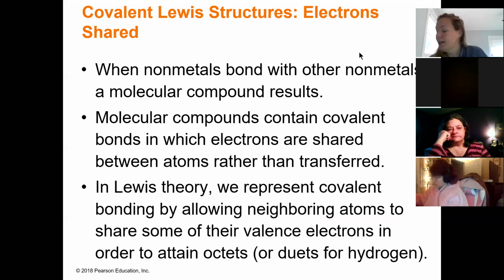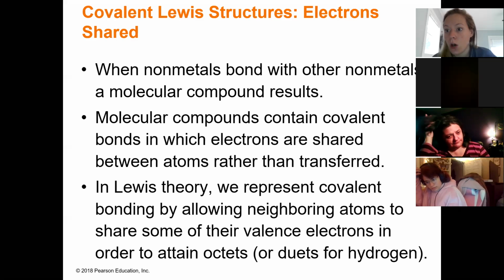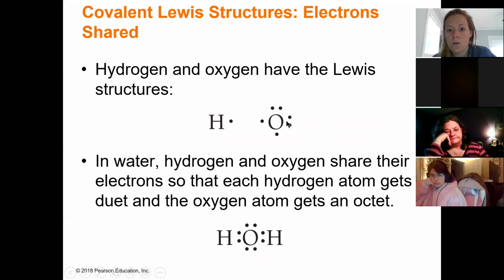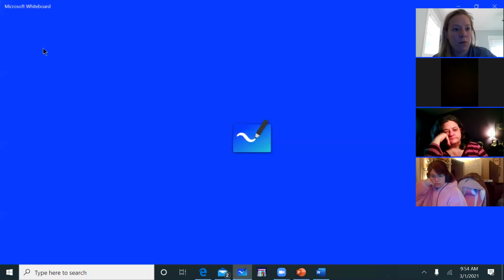But the really important thing with Lewis structures is looking at when electrons get shared. Okay, so when we have 2 or more nonmetals, instead of transferring the electron, they're going to share the electron because both of them are low on electrons and they want to have more. So they're going to share the electrons to try and reach an octet and or a duet. So if we look at hydrogen and oxygen here, and I'm going to actually draw this over here so I have a little bit more freedom.